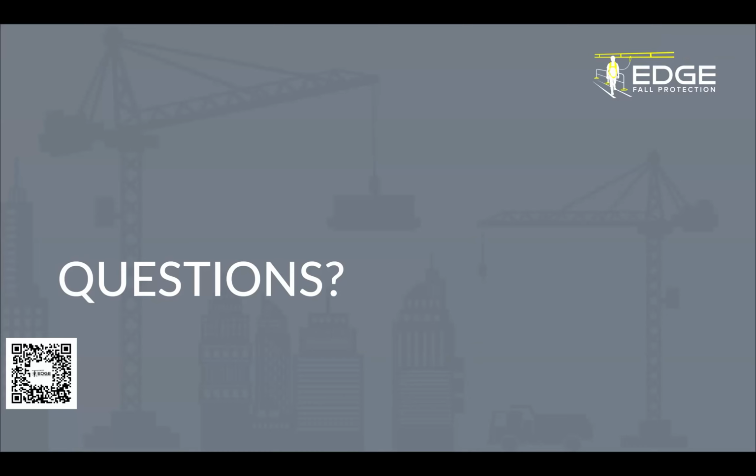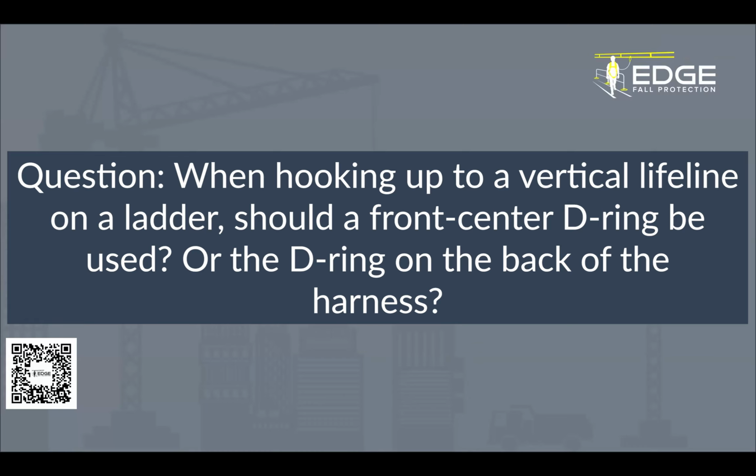Perfect. We'll stick on the ladder train here. When hooking up to a vertical lifeline on a ladder, should a front center D-ring be used or the D-ring on the back of the harness? Great question. So vertical lifeline system, that would generally mean that the cable system is in front of you. That's not the only fall arrest system that we can use on a ladder, but if you're using a vertical lifeline system and it's in front of you when you climb, you should be using your chest D-ring.